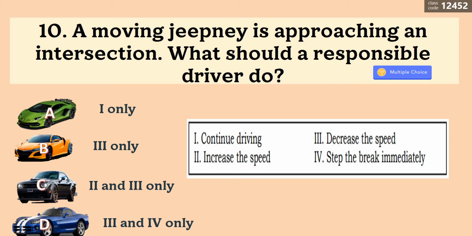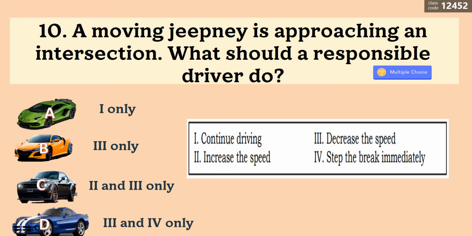A moving jeepney is approaching an intersection. What should a responsible driver do? Concentrate on the box. Number 1, continue driving. 2, increase the speed. 3, decrease the speed. 4, step on the brake immediately. Is it A, 1 only? B, 3 only? C, 2 and 3 only? Or D, 3 and 4 only?